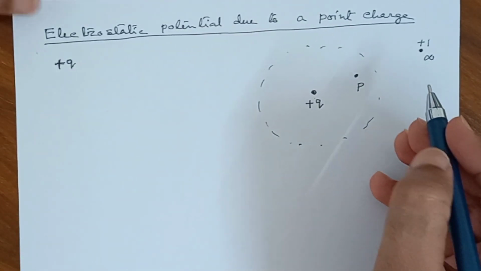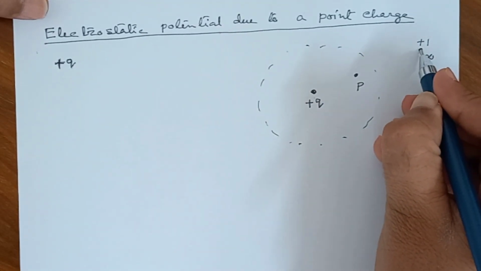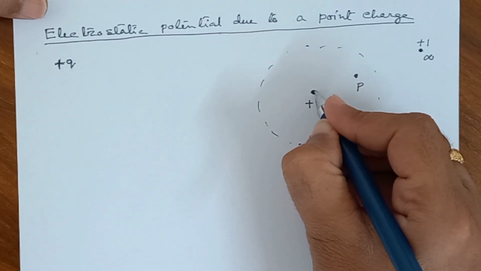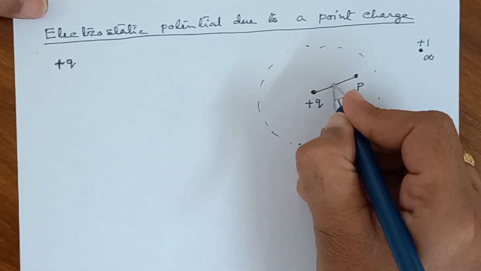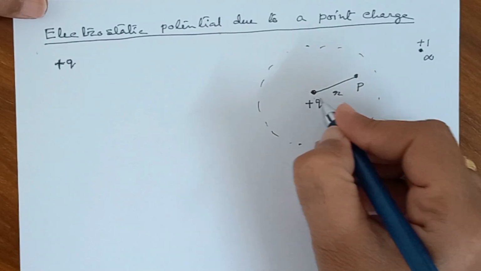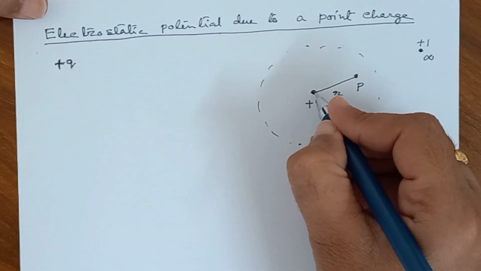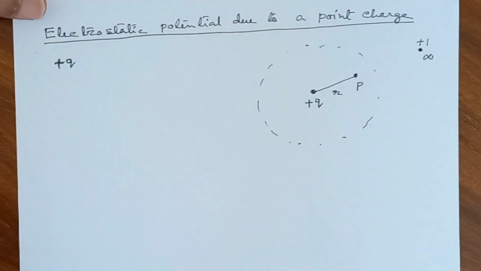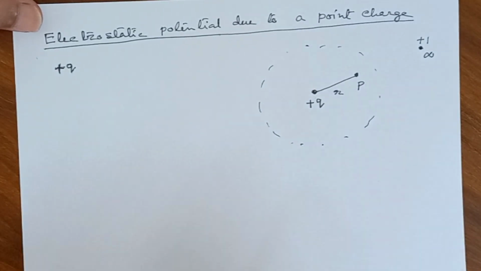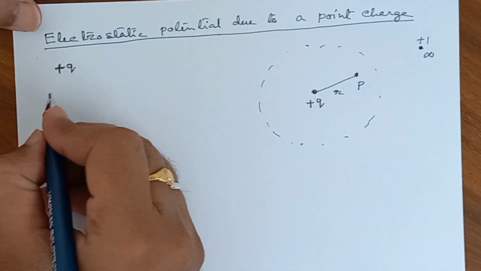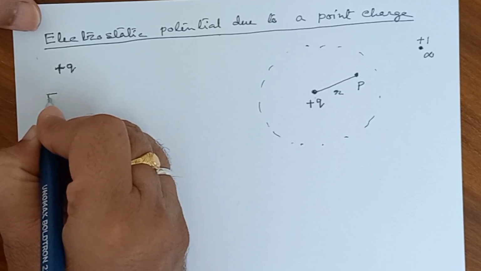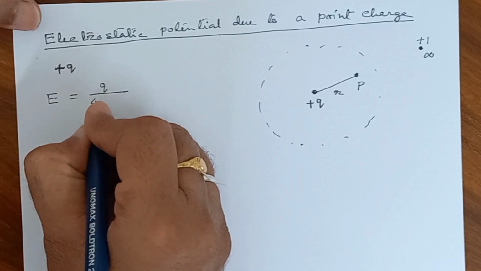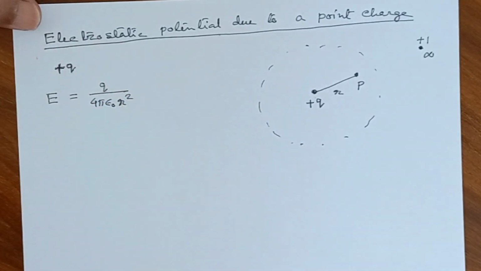So, if we want to bring this unit positive charge from infinity to this point, say P, which is situated at a distance R from the point charge +Q, then what will be the work done? The electric field due to this charge +Q is E = Q/(4 pi epsilon 0 R squared).